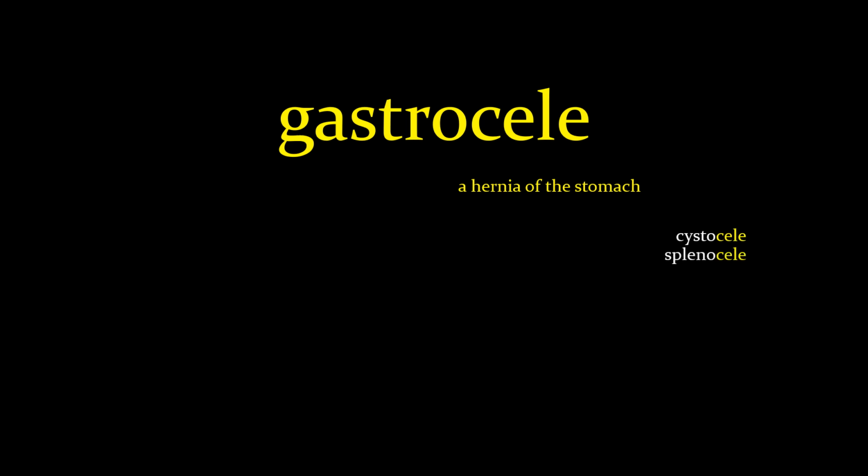Next, we have gastrocele. So gastro, as we've already established, is the stomach, and cele has to do with hernia or something that is full of liquid. So a hernia of the stomach is a gastrocele. Okay, we have cystocele, splenocele. Obviously, you can imagine that that's connected to the spleen in some way. A urocele, which has to do with the accumulation of urine.